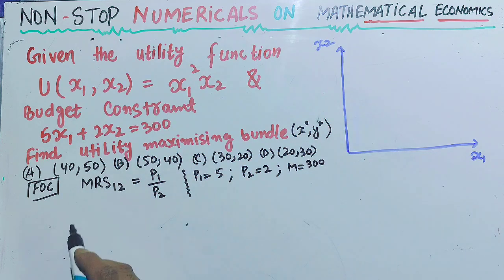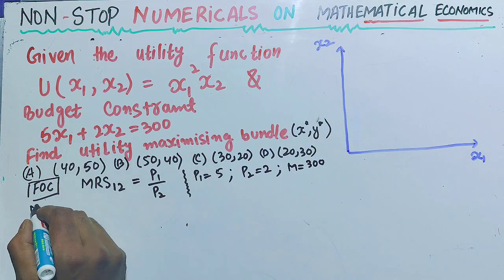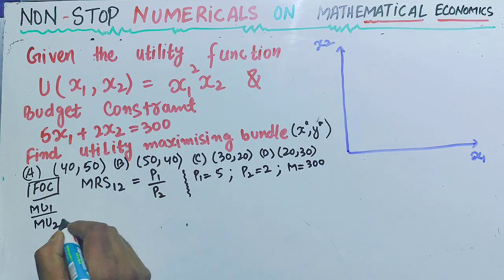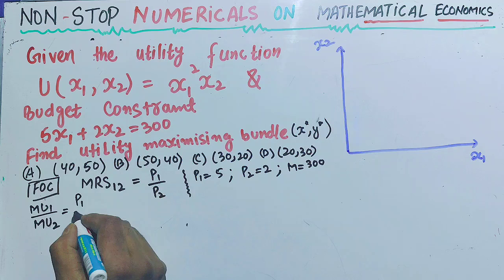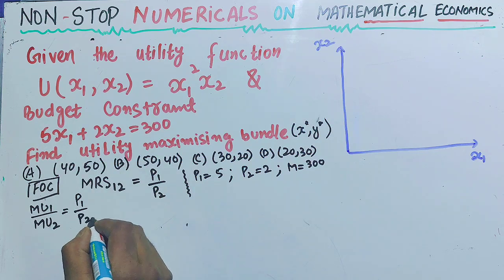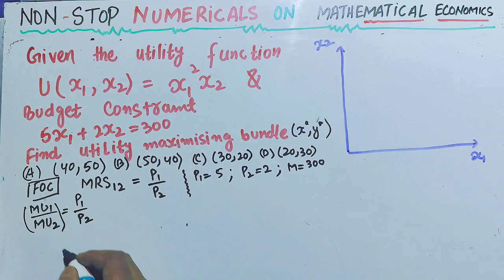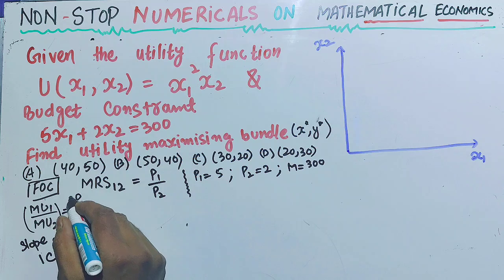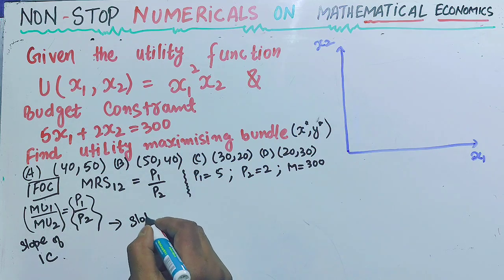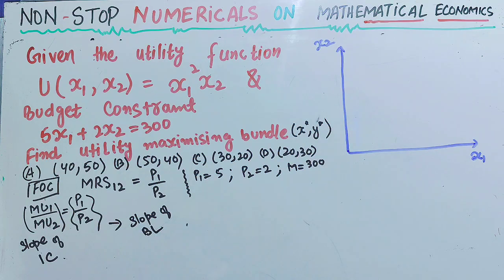MRS means the ratio of the marginal utility of good 1 upon marginal utility of good 2. It should be equal to the price ratio. This MRS denotes the slope of the indifference curve, and this P1 upon P2 denotes the slope of the budget line.